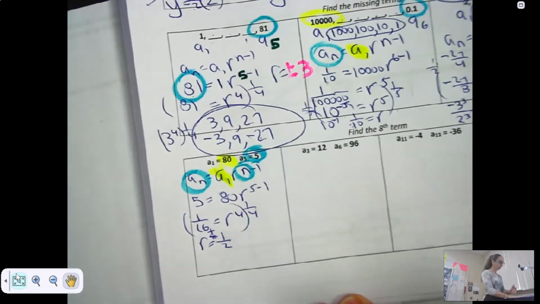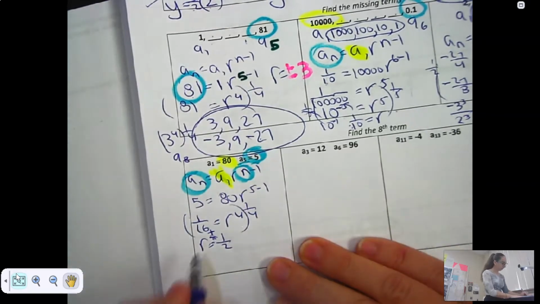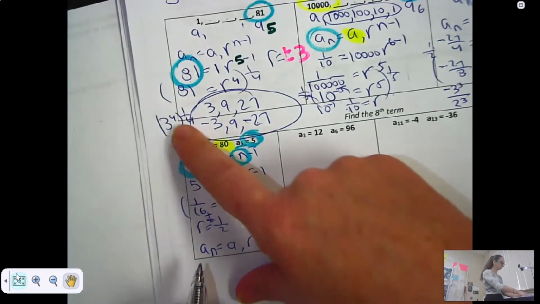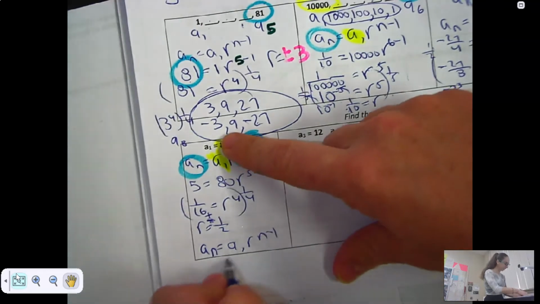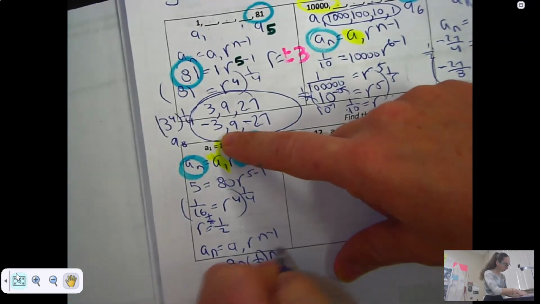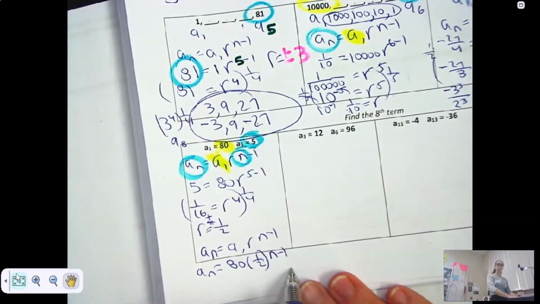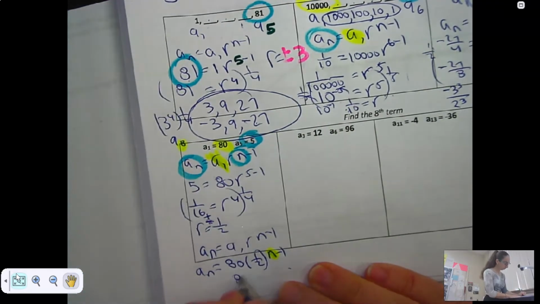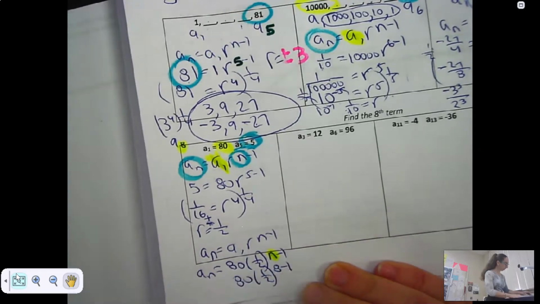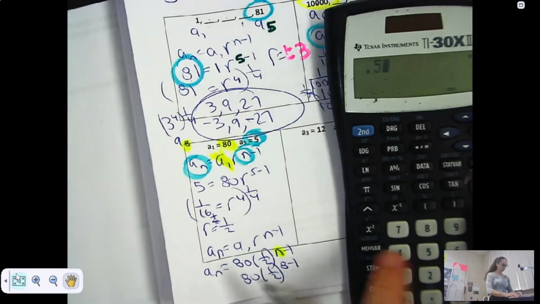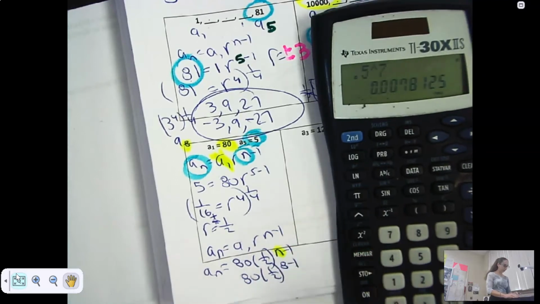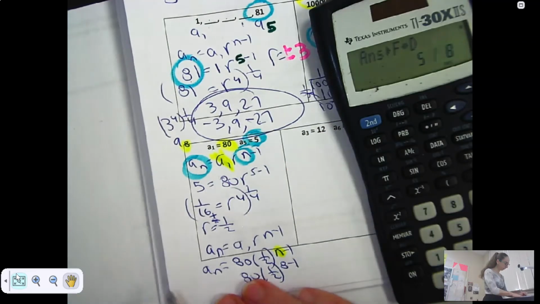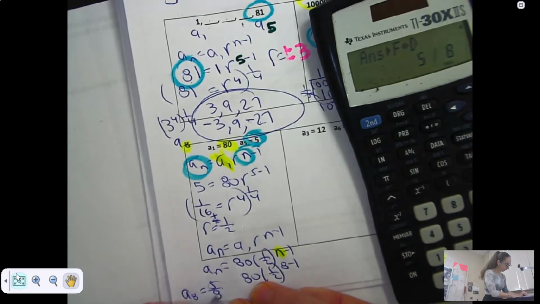Okay, they want the 8th term, so they want a sub 8. So now I have to use my formula to get my rule. I take the 80, I take the ratio, and now I have my rule. Then I'm going to take that 8, plug it in, and get my term. So I'm going to go 0.5 to the 7th power, times 80, and I get 0.625, but you know I like things as fractions, so 5/8. So the 8th term is 5/8.